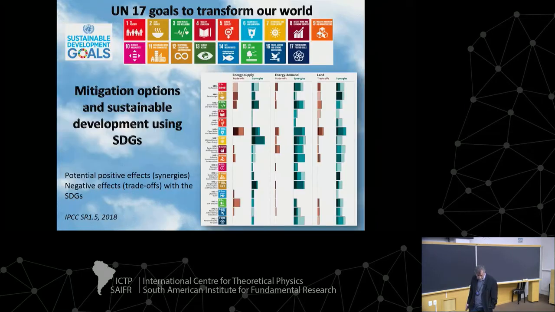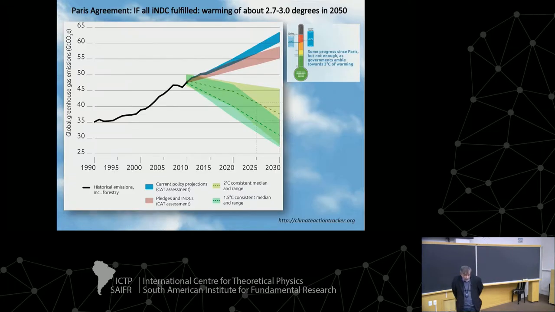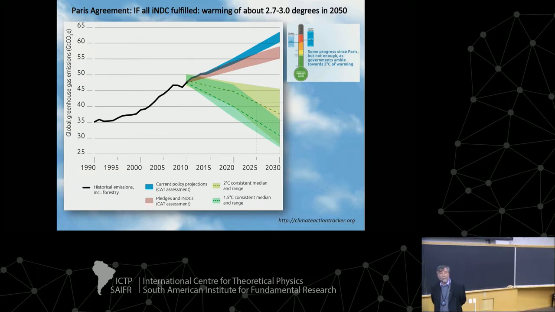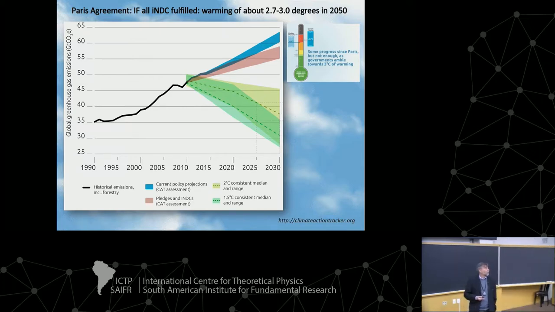for everybody. So just to finish, the most important and the only agreement we have in place is the Paris Agreement. If all the countries fulfill their intended nationally determined contributions, we still will have a warming of 2.7 to 3 degrees global average. That means continental increase in temperature of about 3 to 3.5 degrees. That is the most optimistic way we can have it right now.